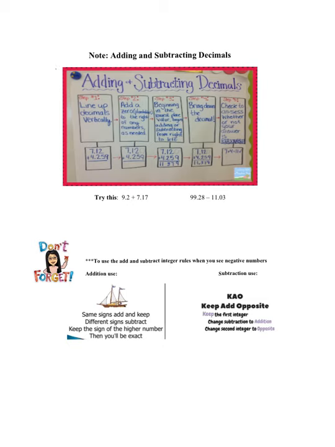So this is the table that's step by step of how to add and subtract decimals. First you're gonna line up, and then you're gonna add the 0, and then you can start to add and subtract. Make sure you bring down your decimal, and then you're gonna check the answer to see if it is reasonable or not. Let's try 9.2 plus 7.17.